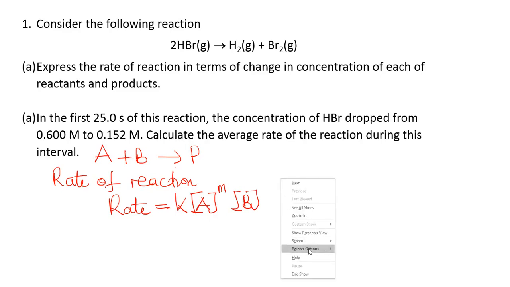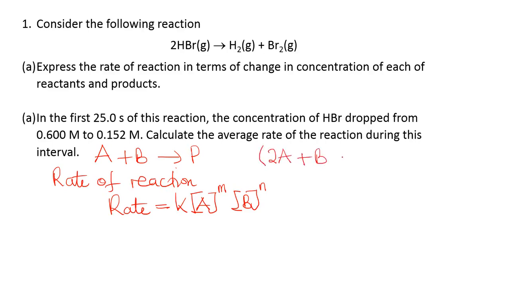So m and n do not depend on the stoichiometry, or do not depend on the coefficients that are put in front here. For example, if we do this equation again, like 2A plus B to give us P, we are still going to have rate is equal to k[A]^m[B]^n. So let us take note of that.